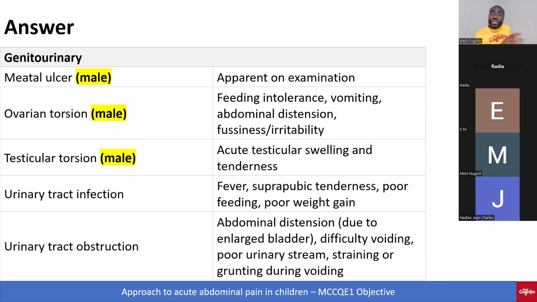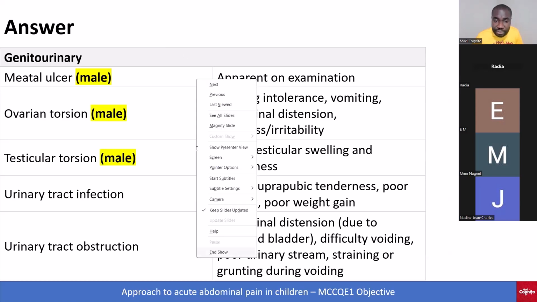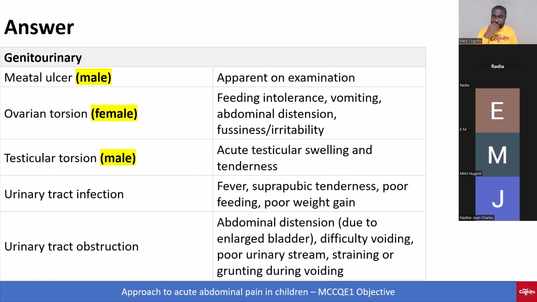Good. What about genitourinary? They can have meatal ulcer, usually in the male, and you see that on the exam. They can have ovarian torsion. No, ovarian torsion is not male, sorry, it is female. Testicular torsion, where on physical exam, you see acute testicular swelling. Urinary tract infection, where they may have fever, suprapubic tenderness, poor feeding, poor weight gain. So if you see this quadruple presentation, fever plus suprapubic tenderness plus poor feeding plus poor weight gain, UTI.